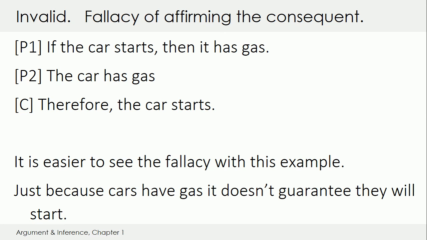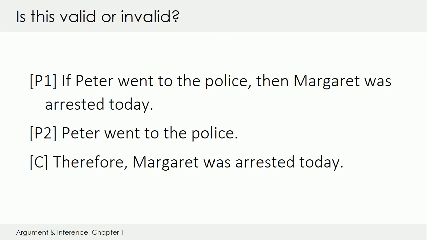All right, does that make sense? What about this? If Peter went to the police today, then Margaret was arrested today. Premise 2, Peter went to the police. Conclusion, therefore Margaret was arrested today. This has a valid form. This is modus ponens. If P, then Q, P, therefore Q. So the conclusion follows necessarily.